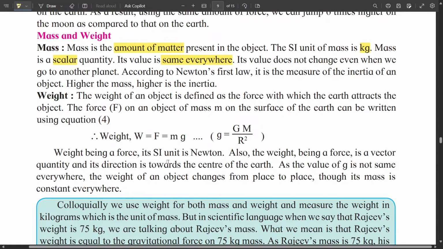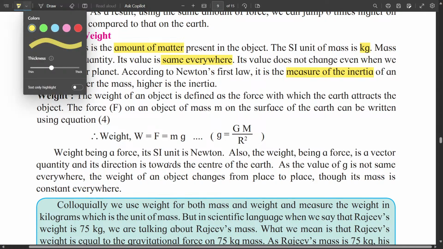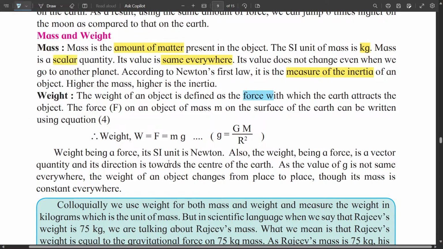According to Newton's first law, it is the measure of inertia of an object. Higher the mass, higher is the inertia. Whereas weight of the object is defined as the force with which Earth attracts the object. The force on the object of mass m is given by F equal to mg, mass into gravitational acceleration.